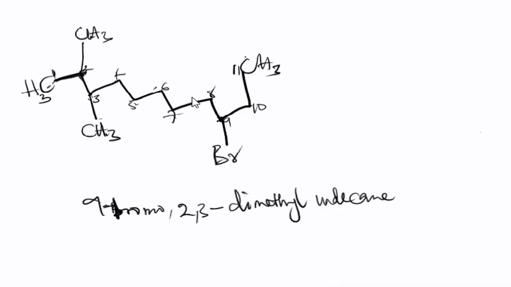So next we'll consider the IUPAC rules for naming alkenes and alkynes. Alright guys, that's the end of the IUPAC rules for naming alkanes. So next we'll consider the IUPAC rules for naming alkenes and alkynes.